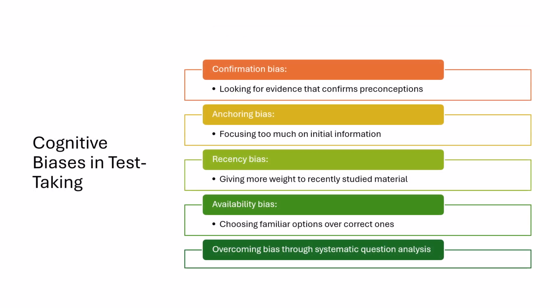We all have cognitive biases that can affect our test performance. Confirmation bias makes us look for evidence supporting what we already believe. Anchoring bias causes us to focus too heavily on the first piece of information we read. Recency bias gives more weight to material we just studied. And availability bias makes us choose familiar options even when they're not correct. Being aware of these biases is the first step to overcoming them through systematic question analysis.